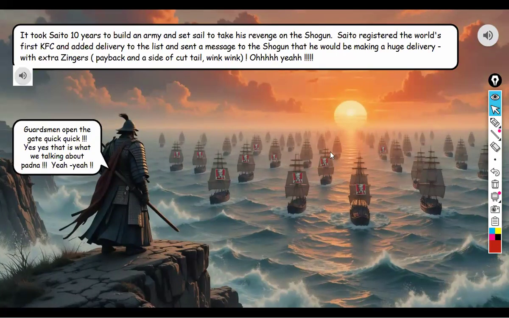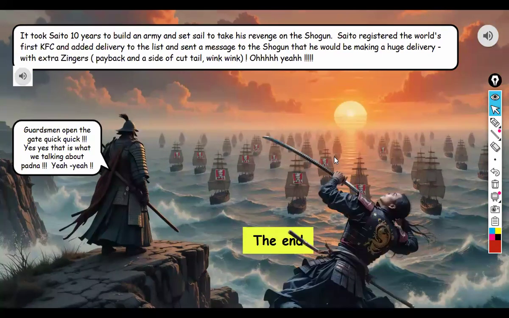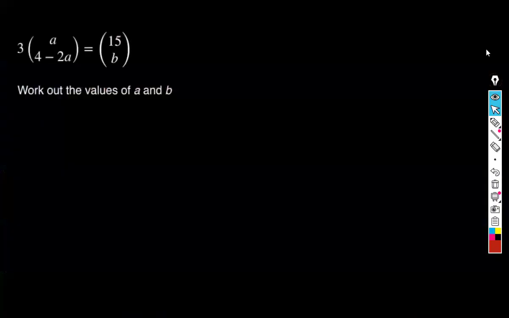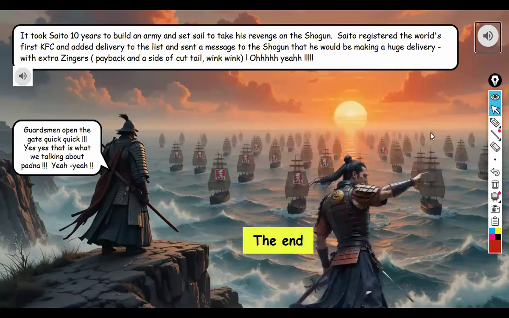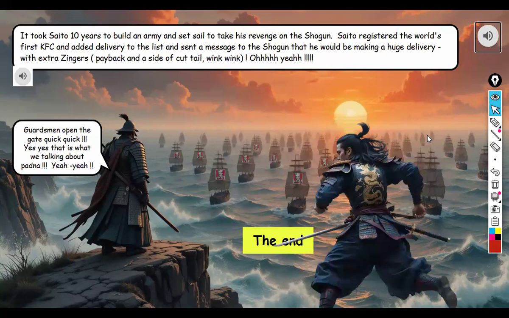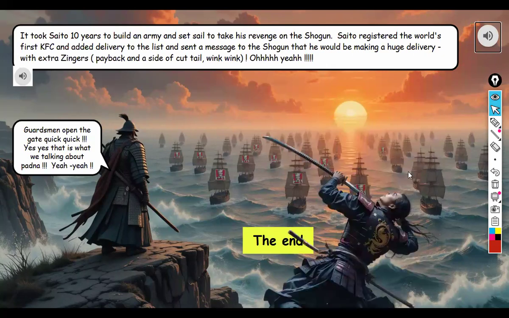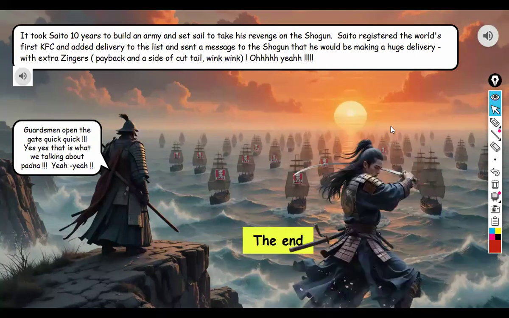And of course, I don't know if you're all interested in seeing Saito dance. This is Saito's victory dance here. This little victory dance. All right, that's enough of that. Let's move on to the last question. Clearly, I was having too much fun.